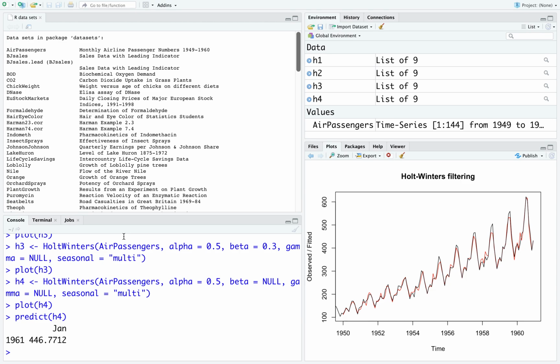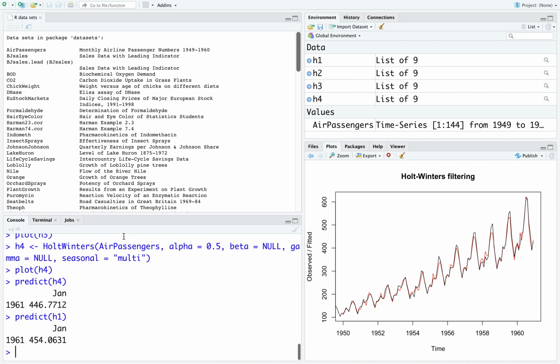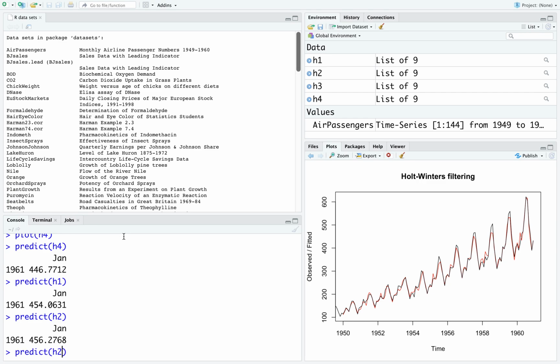Is this right? Is this wrong? What if I wanted to predict using H1, what will I get? 454. Using H2, 456, using H3, 462. Which one is right? Right? And what if I wanted to do a few more?